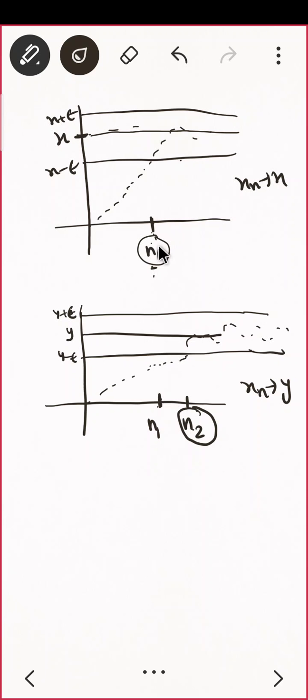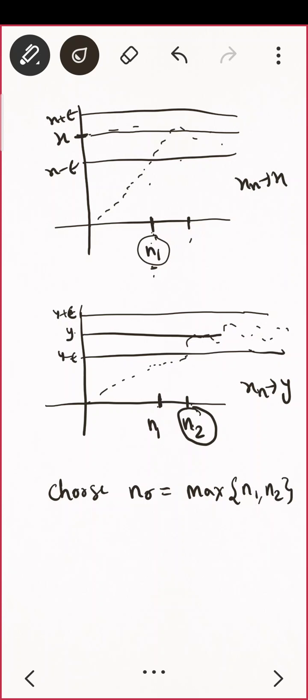And if I took n2 as my final natural number, then will this be okay for both the epsilon bands? Let us see. If my n2 is here, then this is already true for y, and this n1 will be somewhere here, but this was true for n1. So there is no issue for n2 to be true because after n1 everybody is in the epsilon band, so n2 will also work. So you need to choose n naught equal to the maximum of n1 and n2.